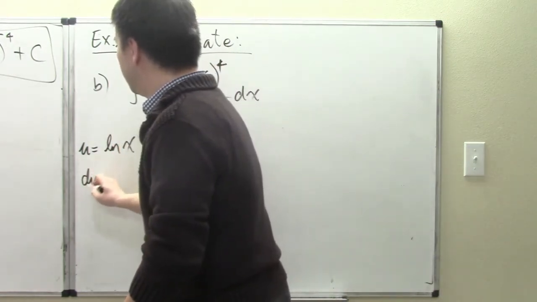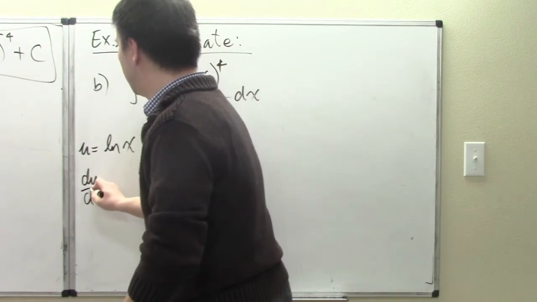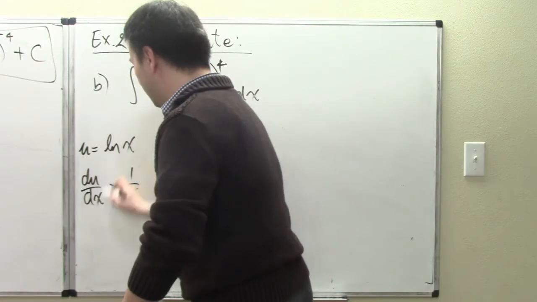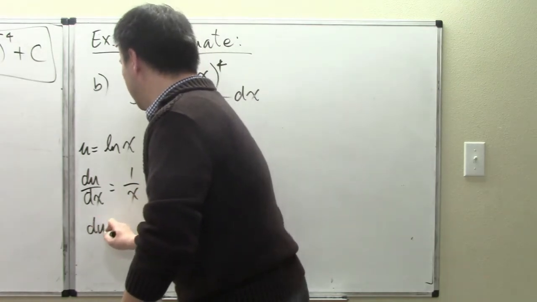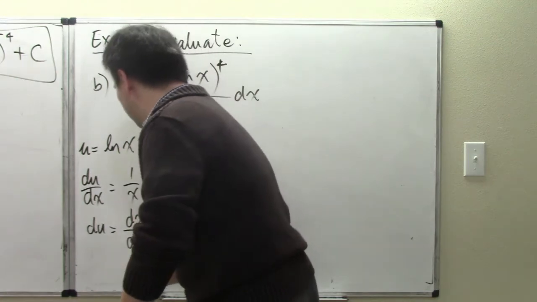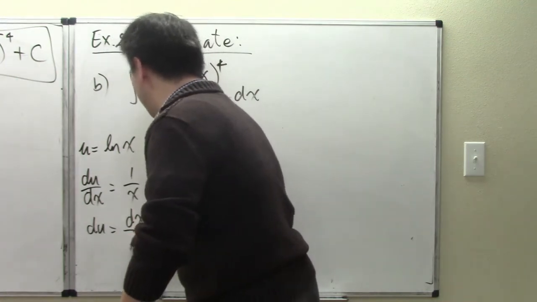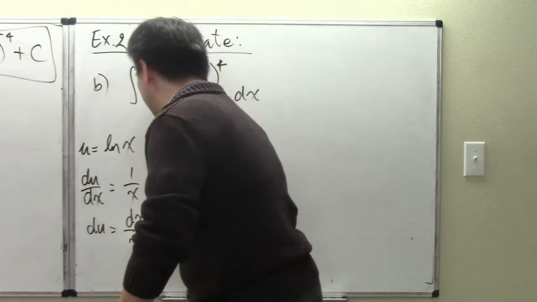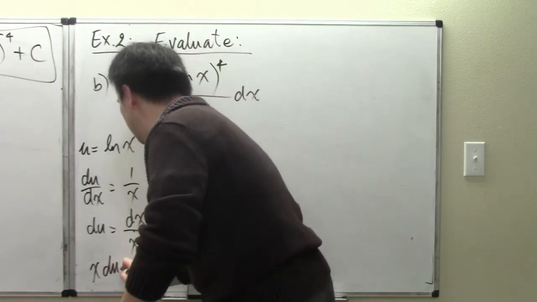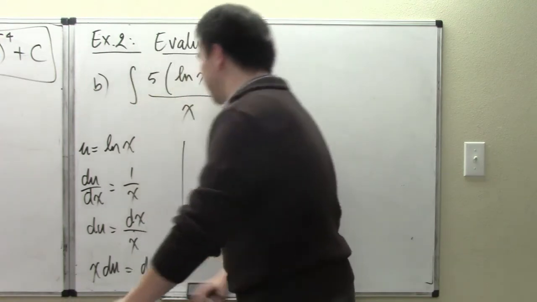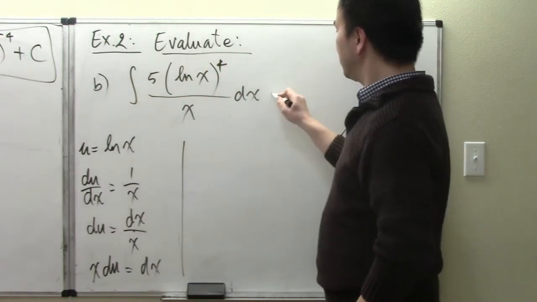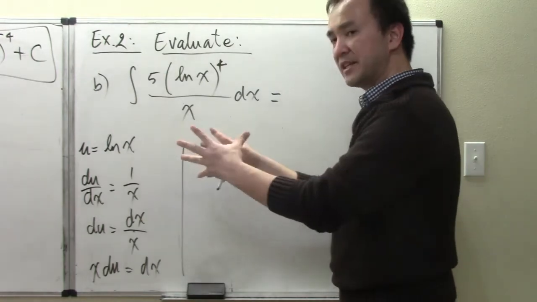So u equals natural log of x, and so du dx equals 1 over x. Okay, and so solving for this, we're looking at du equals dx over x, and I misspelled that, dx over x. So it's the same algebraically as x times du equals dx. All right, and so now into the expression. Now we can start putting the pieces together.